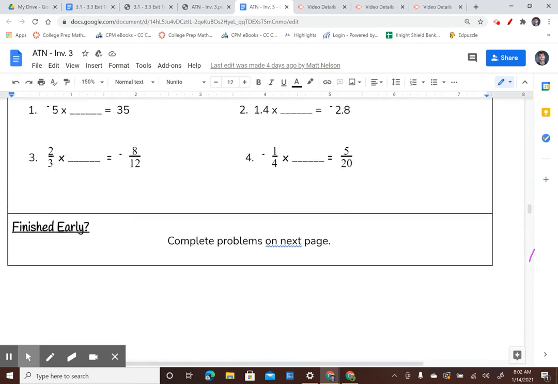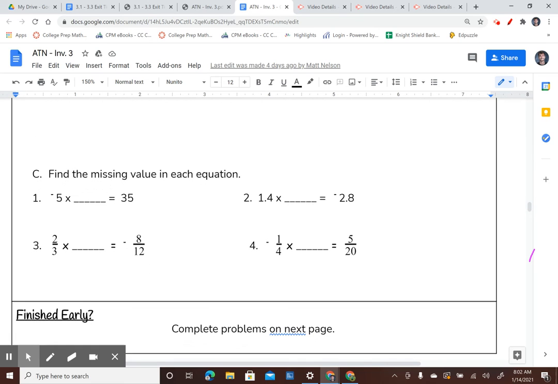All right, now we're going to look at the final part here, which is part C, finding the missing value of each equation. And so you're going to have to possibly work backwards, meaning if we don't know what we're multiplying by, then we can work backwards by looking at our final answer and doing the opposite of multiplication, which would be dividing by the factor that we're given, in this case, -5. What is that going to give us as an answer?